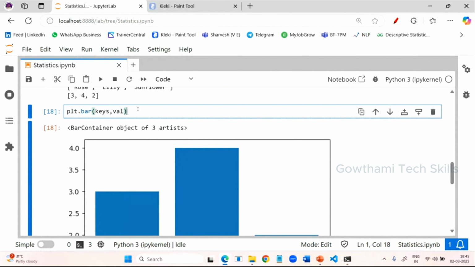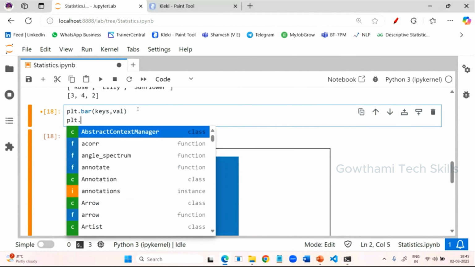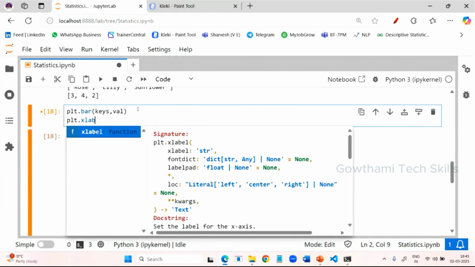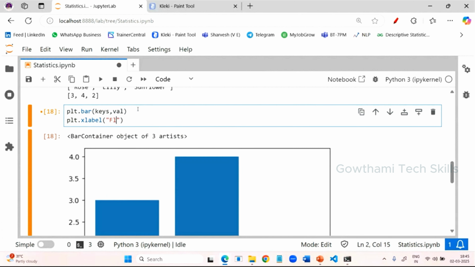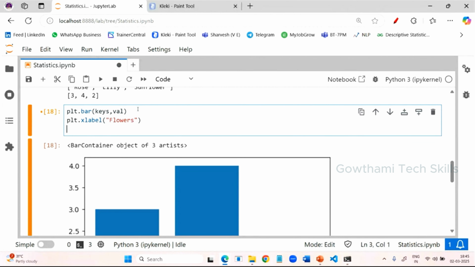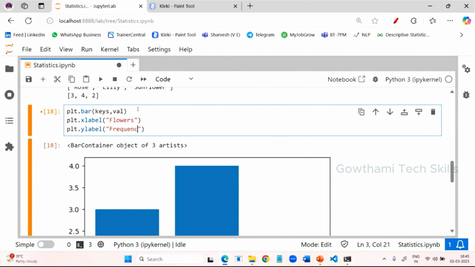If you want more detail, you can give the x-axis and y-axis labels also. plt.xlabel: you just give what you are giving on the x-axis. You are giving the flower names, so flowers. On the y-axis, what are you giving? I am just giving their count, so I can give it like frequencies or frequency.